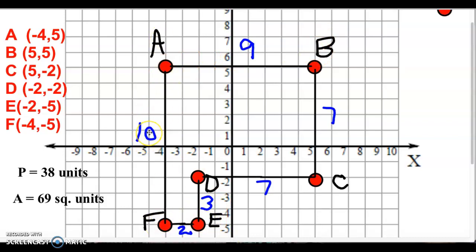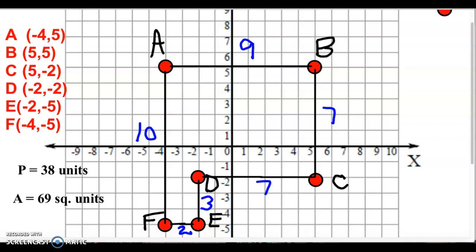And then on the outside, I wrote the units. So AF, this line segment, is 10 units, AB is 9 units, BC is 7 units, CD is 7 units, DE is 3 units, and EF is 2. And when I add up all those blue numbers, I get 38 units for my perimeter. Okay, hit pause if you need to just look at that one more time.